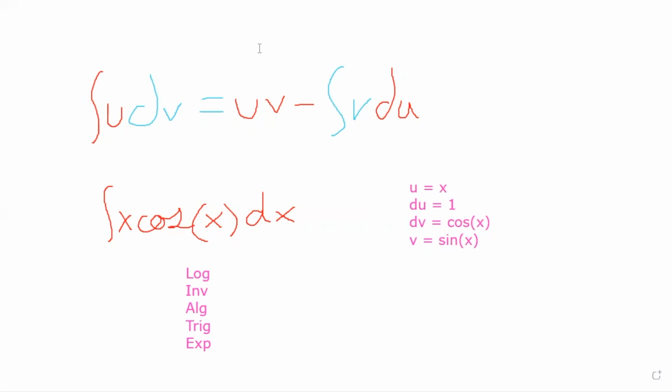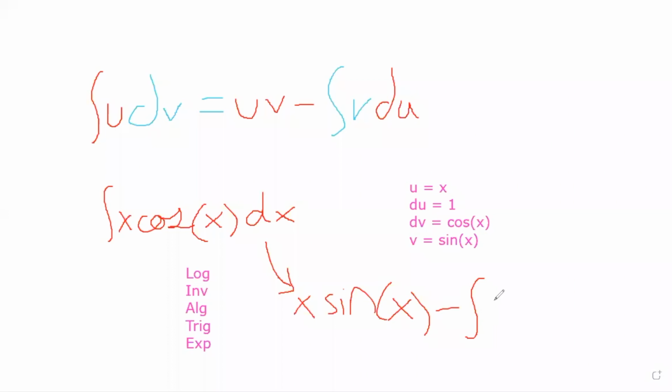Now that we have all this set up, we can write the expression for the right side. This is going to become u times v, that's x times sine of x, minus, as per the formula, the integral of sine of x, and then we have technically 1, but we don't need to write that.